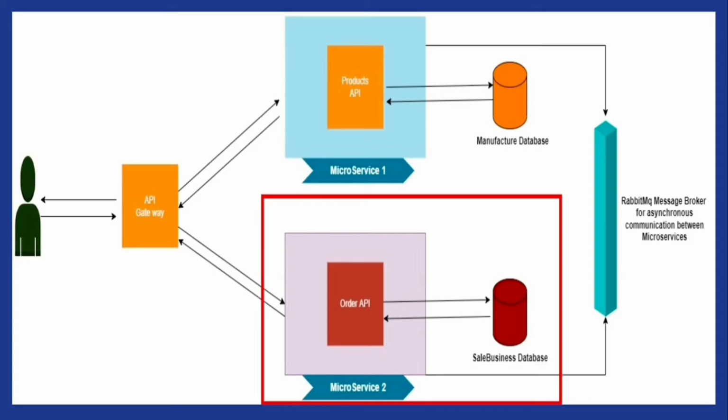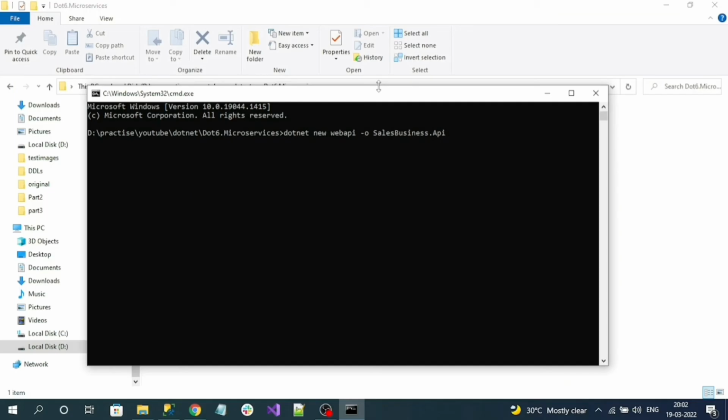So here we can see the flow of our demo of our .NET microservices. Here you can see the highlighted box. I am going to create the orders API in another microservice application, and this orders API has its own database, something like a sales business database. Okay, so let's jump into creating the .NET 6 web API application, which will be our microservice application.